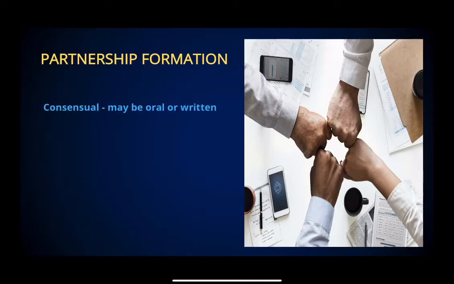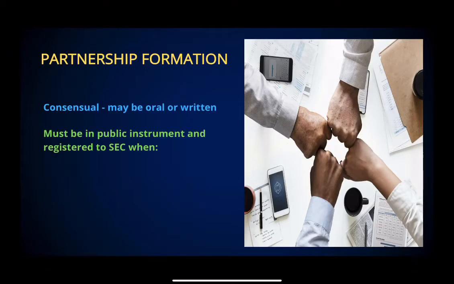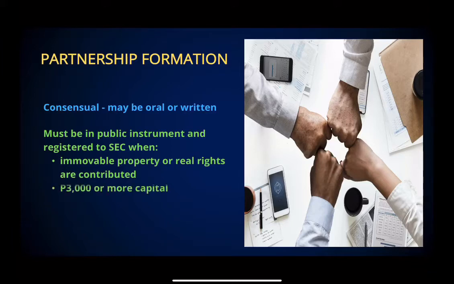written. However, Articles 1771 and 1772 of the Civil Code require that a partnership agreement must be made in public instrument and recorded with the Securities and Exchange Commission or SEC when number 1, immovable property or real rights are contributed to the partnership. Example, land and building. Or the partnership has a capital of 3,000 or more.